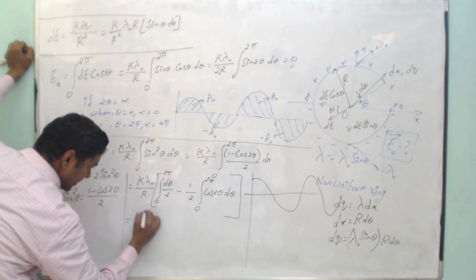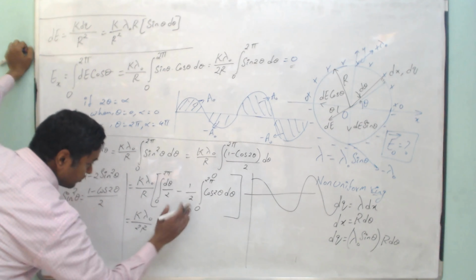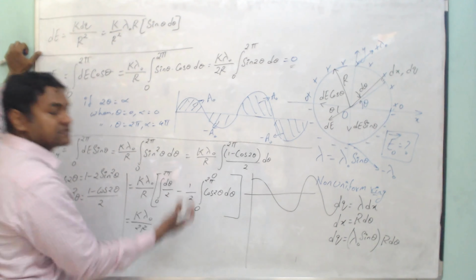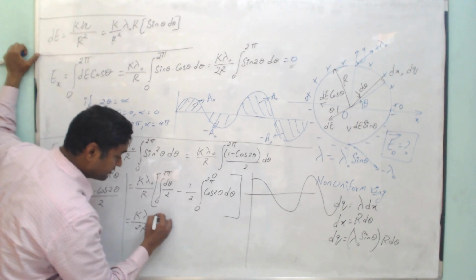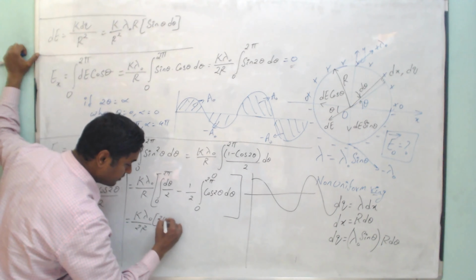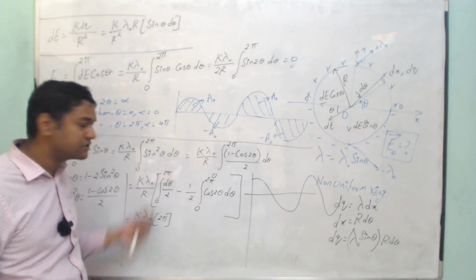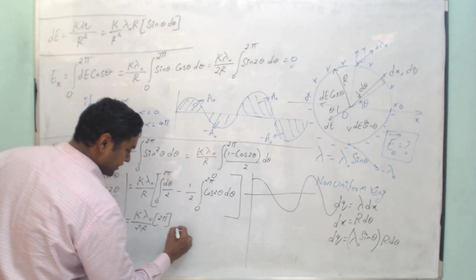I'll have k lambda naught by 2r. I am taking 2 common for both. Integral d theta is theta. Upper limit minus lower limit should be 2 pi, right? 2 pi minus 0 is 2 pi. We are only worried about the second term.